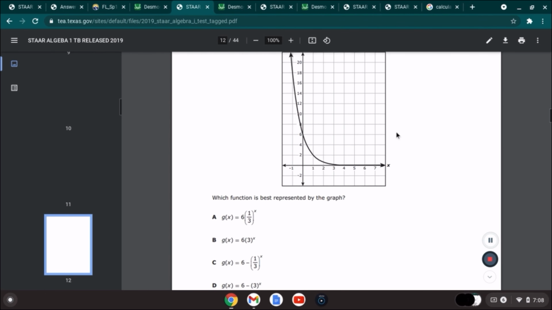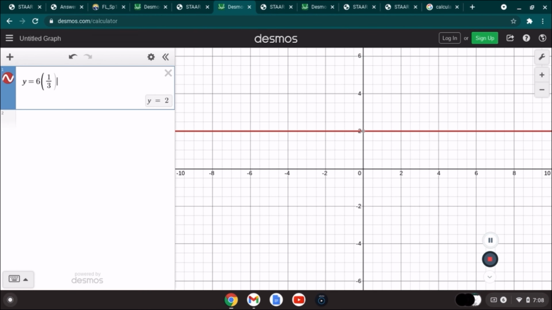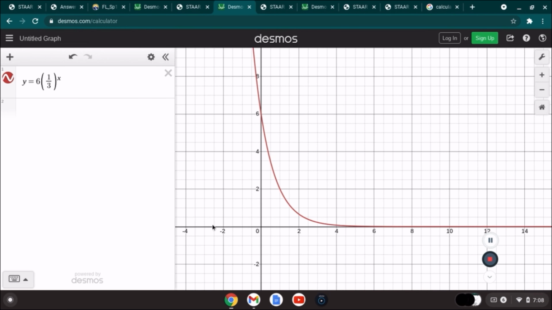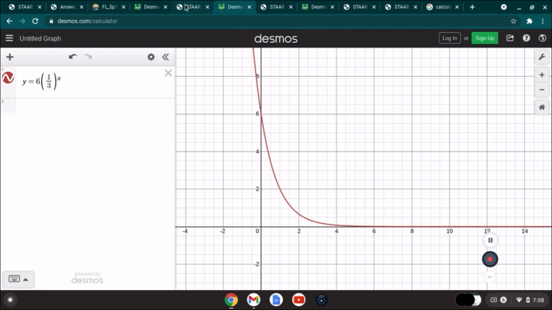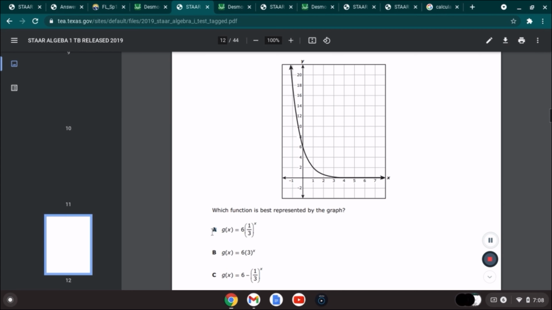But just to be sure, if you have a graphing calculator during the exam, you could go ahead and type this in. So y is equal to 6, and you have 1 divided by 3 raised to the x power. As you can see, this is very similar to the graph we have here. See, it crosses 6 right there, which is our y-intercept. And just around the 3, 4 area, see it getting closer to the graph. So therefore, I would have picked A.